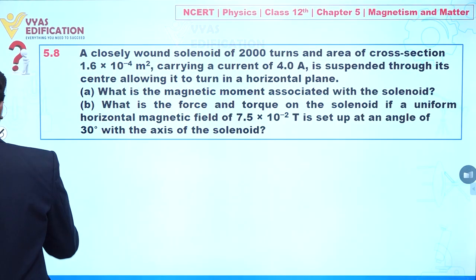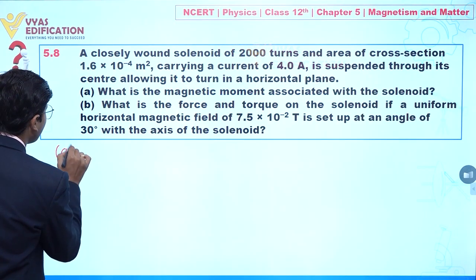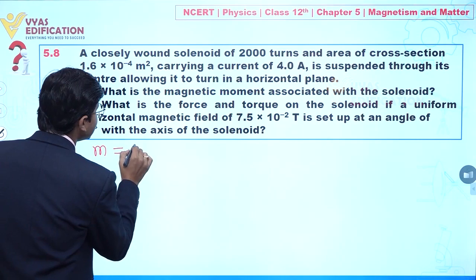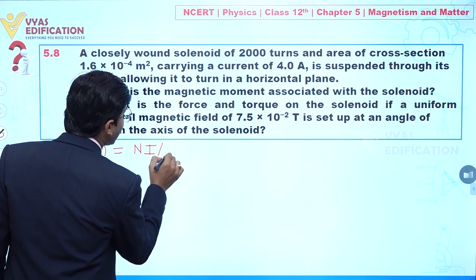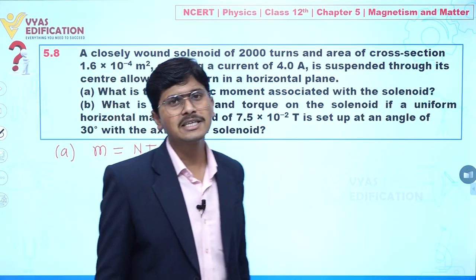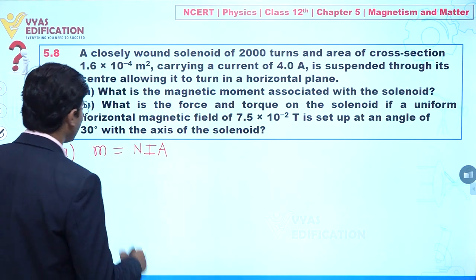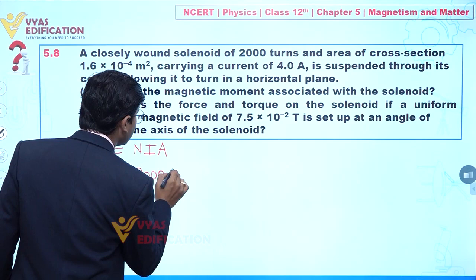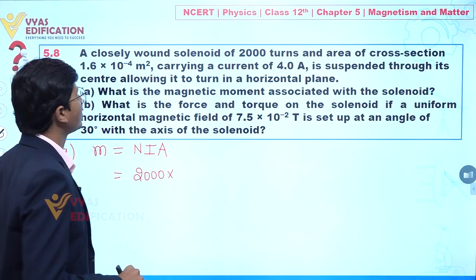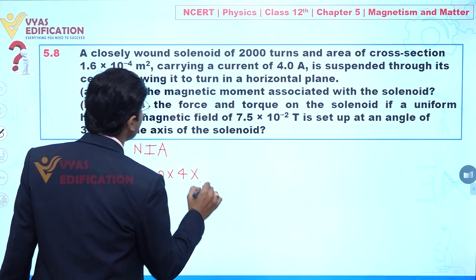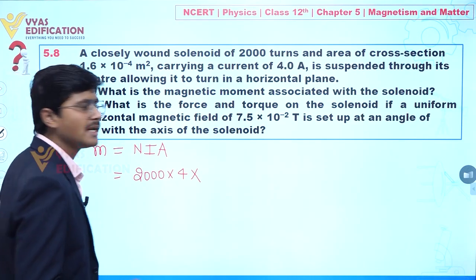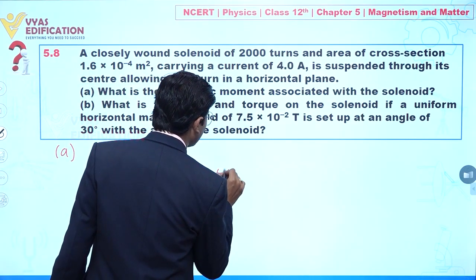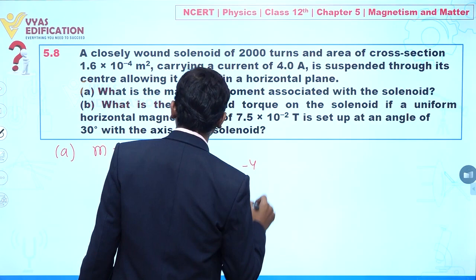So how can we calculate it? We know the formula of magnetic moment. This is given by NIA, where N is the number of turns, I is the current and A is the area. So the number of turns we have is 2000, multiplied by the current, which is 4, and the area is given as 1.6 × 10^-4 m².